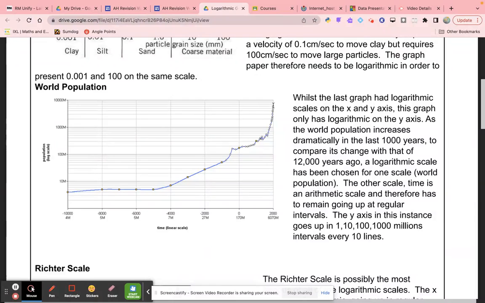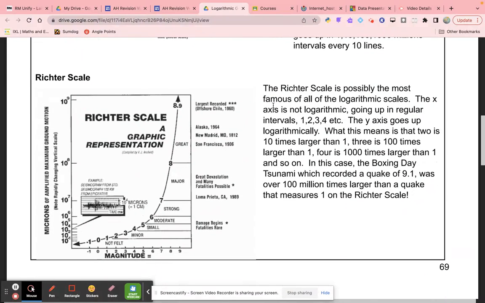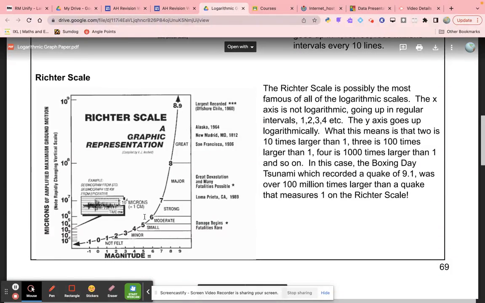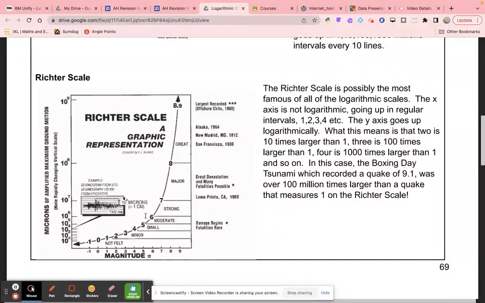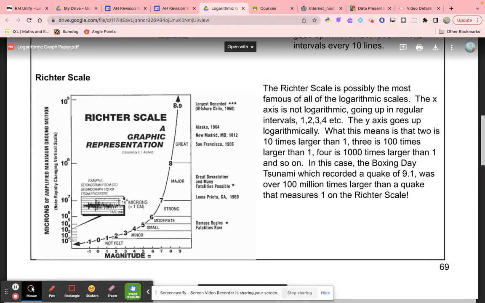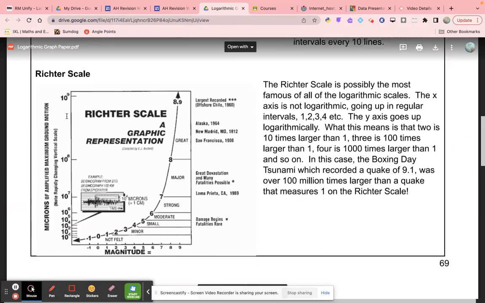The Richter scale is also logarithmic because it doesn't go up in intervals of 1, it actually goes up in multiples. So every time you go up 1 on the Richter scale, it's actually 10 times larger than the level below. So we have to show the Richter scale on a logarithmic vertical axis.